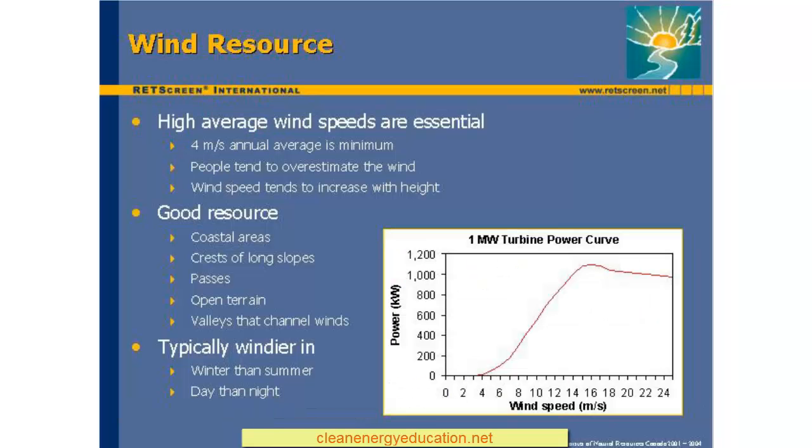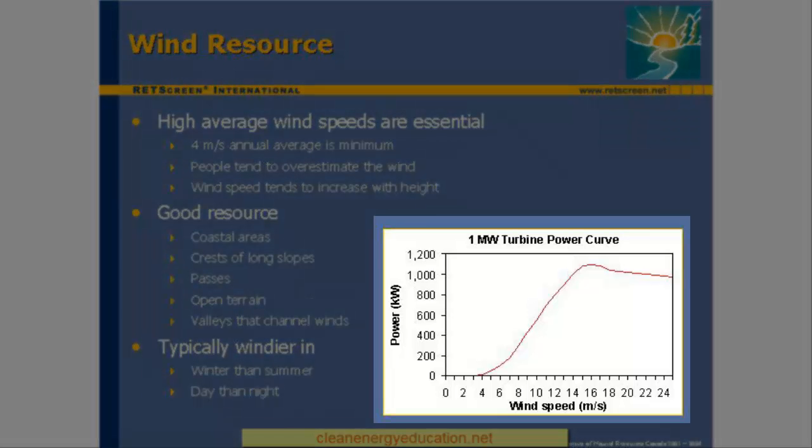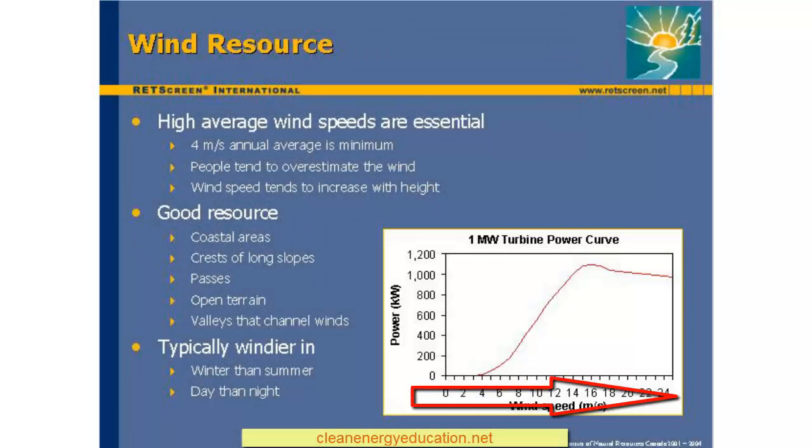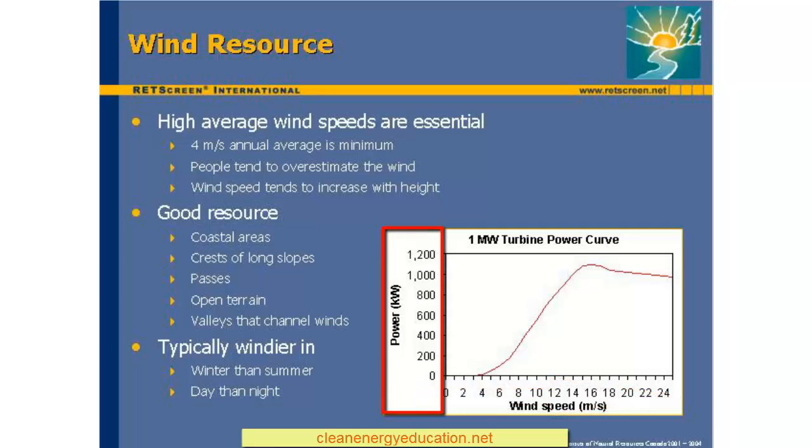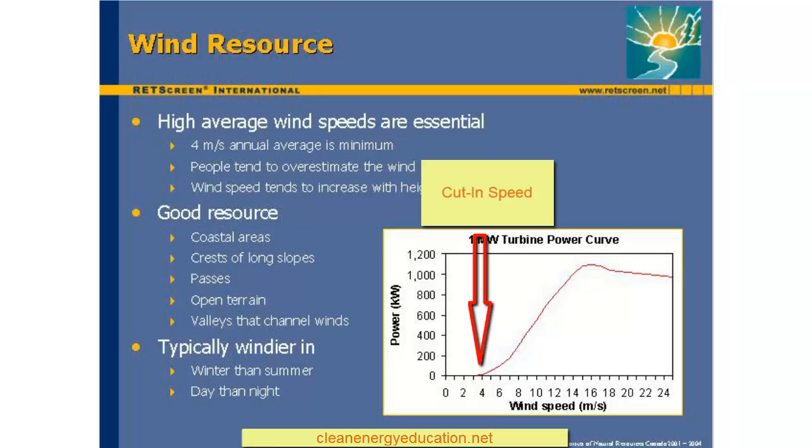The figure on this slide shows the power curve for a hypothetical 1 megawatt turbine. Along the x-axis, values of the instantaneous wind speed in meters per second are indicated. Along the y-axis, the power output of the turbine in kilowatts is shown. At wind speeds below about 4 meters per second, no electricity is generated. The wind speed above which the turbine produces power is known as the cut-in speed.